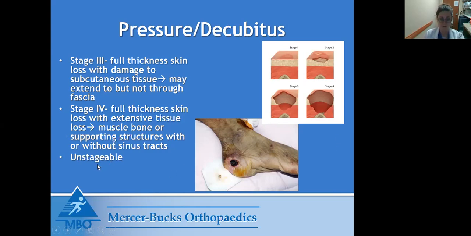Then finally, there's what's considered unstageable. An unstageable wound is just like it sounds. You can't stage it. And that's typically because it has a black cap to it, or what we call an eschar. So you can't determine how deep this wound is just by looking at it.